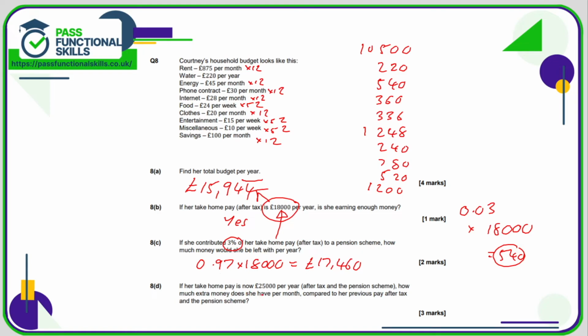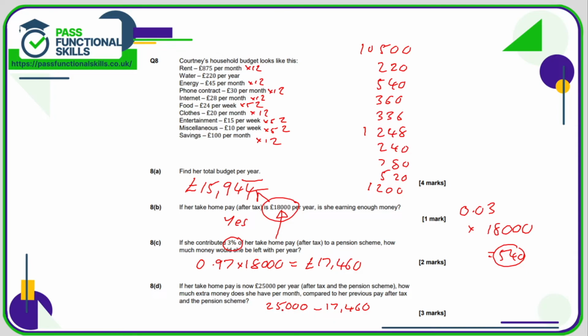Part D, if her take-home pay is now 25,000, so it's gone up from this amount here, how much extra money does she have per month? So all we need to do is work out the difference between 25,000 and 17,460, work that out, and then divide by 12.